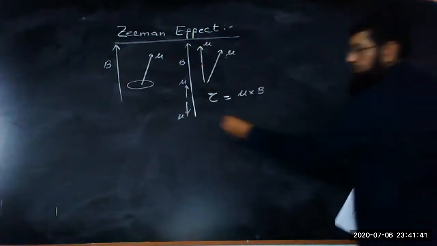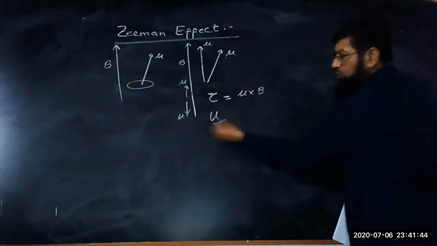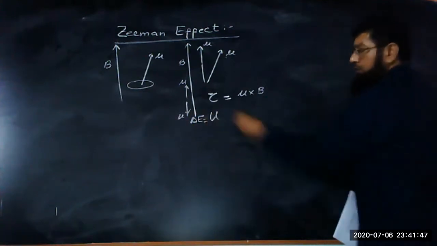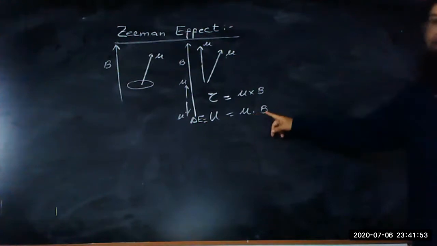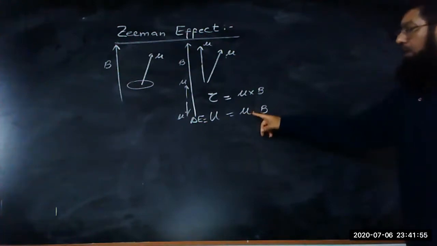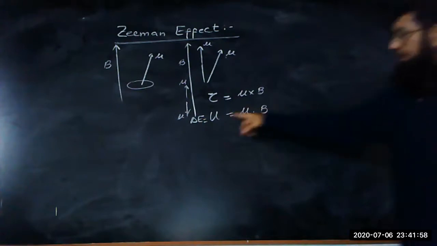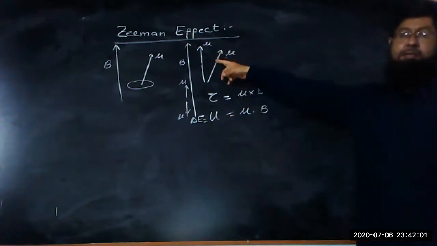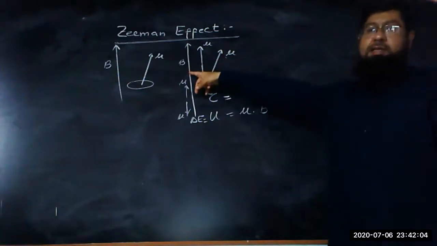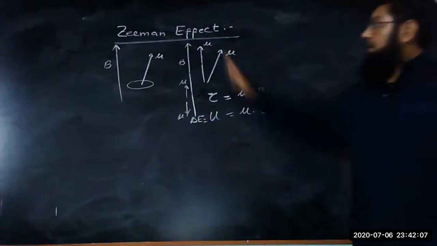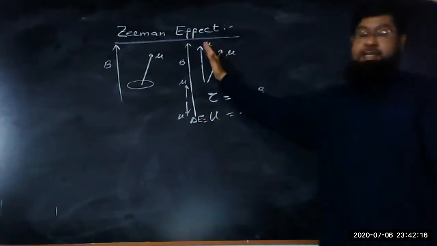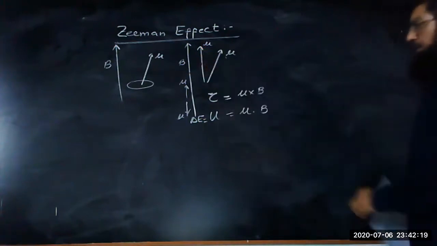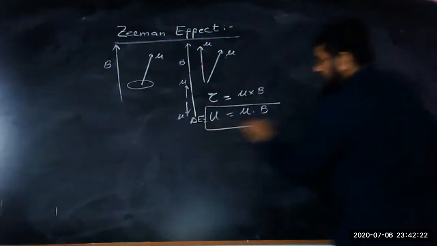The work, which we call the change in energy, U or ΔE, whichever you take, is equal to μ dot B. μ is the magnetic moment, B is the magnetic field. It is the dot product or scalar product of μ and B. This is the amount of energy which is stored in the magnetic moment. When you switch off the external magnetic field, this magnetic dipole moment will restore its original equilibrium position. So this is the change in energy of the level.